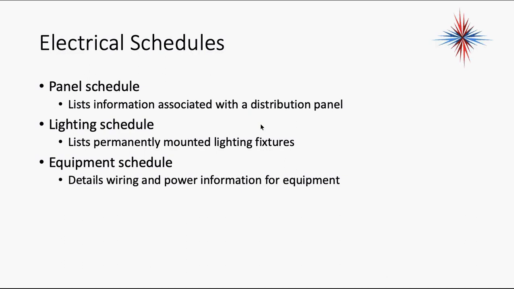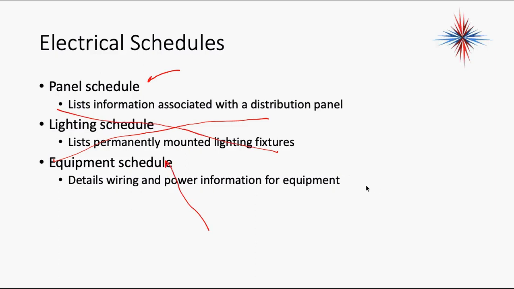There are some electrical schedules. The most important one is the panel schedule. It lists the information associated with the distribution panel. You have a lighting schedule. It lists permanently mounted lighting fixtures. You have an equipment schedule. It details the wiring and the power information for every piece of equipment. I don't care about the lighting one really as an HVAC technician. I care about the panel and I care about the equipment.